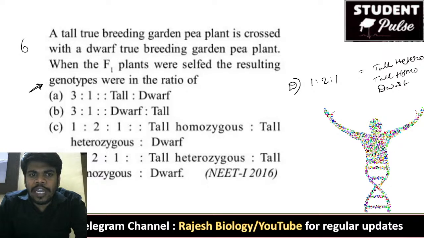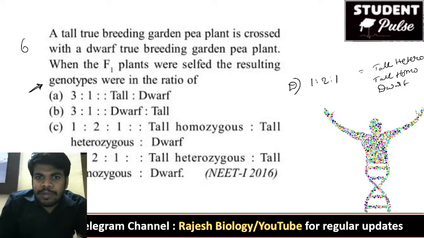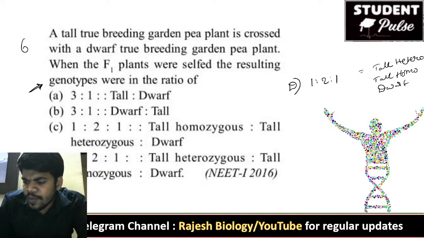If they mention phenotype, what you said is right: 3 tall and 1 dwarf. But they mention genotypes, as it is, that they are asking. The resulting genotypes were in the ratio of... Yes, Lokesh said 1 is to 2 is to 1. But that is wrong.